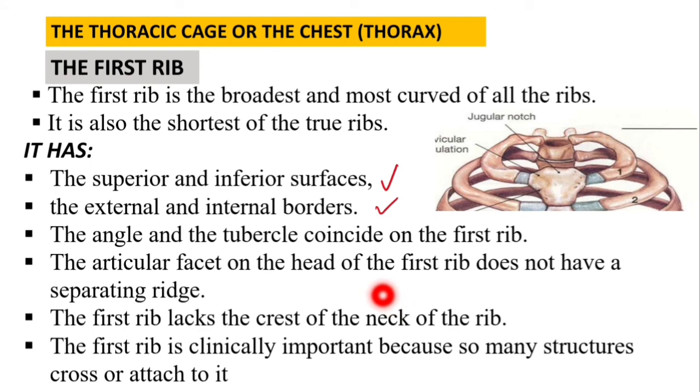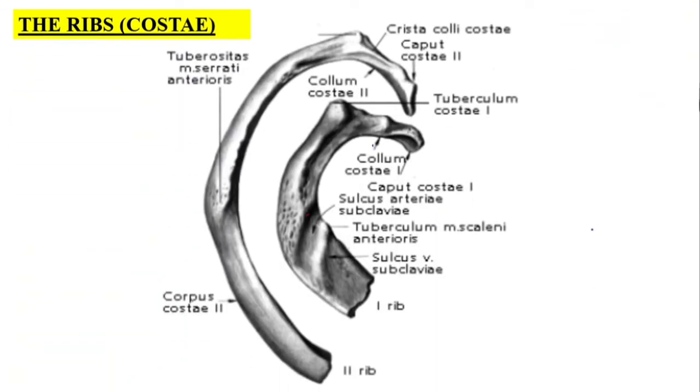The first rib is clinically important because so many structures cross or attach to it. Let's look at the first rib. This is the first rib. You can see the caput costae, the head of the rib, and the tuberculum costae, and you can see the internal margin or border and the external margin or border.